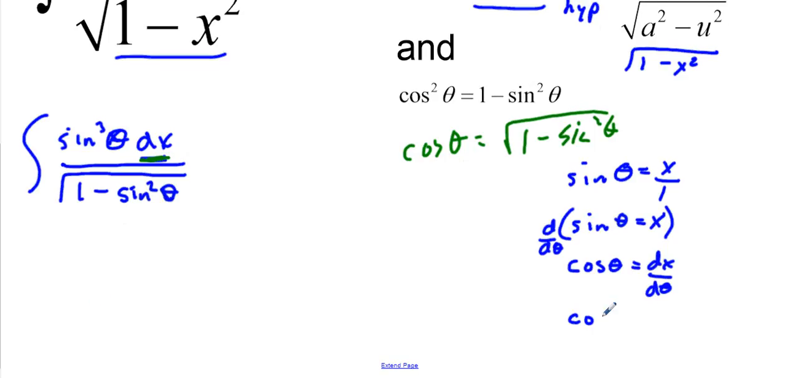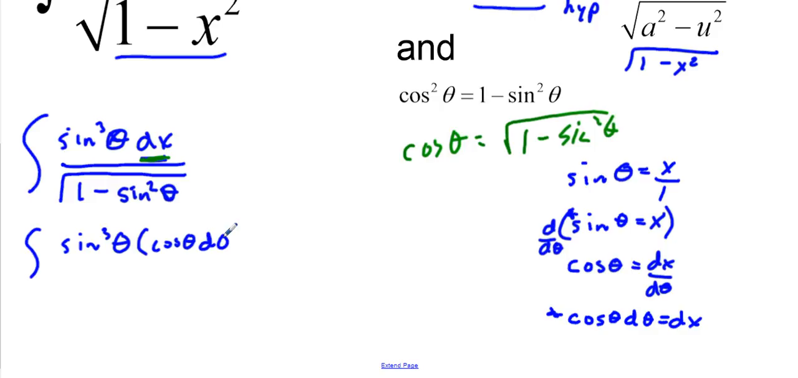So we're going to have cosine of theta d theta equals dx. And that is the key we're going to use. This is the other one that we're going to use. So now let's plug that puppy in. So now we have the integral of sine cubed of theta, and then we're going to plug in cosine of theta d theta in for the dx.